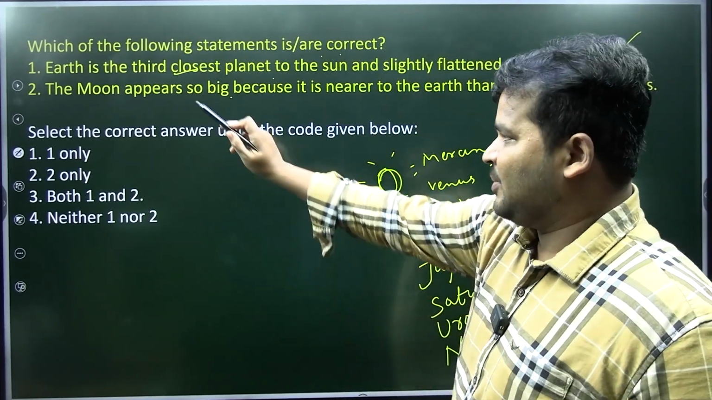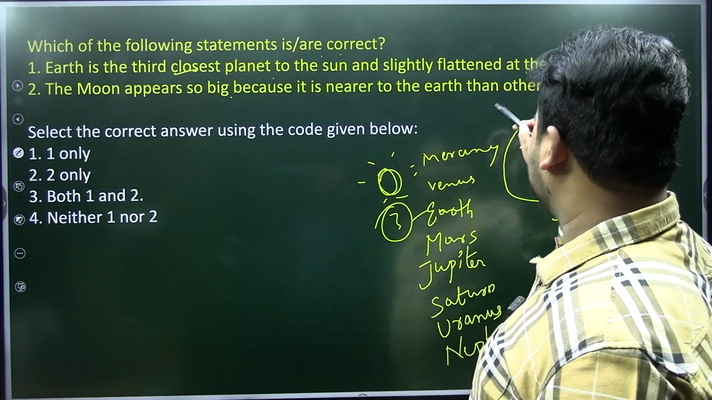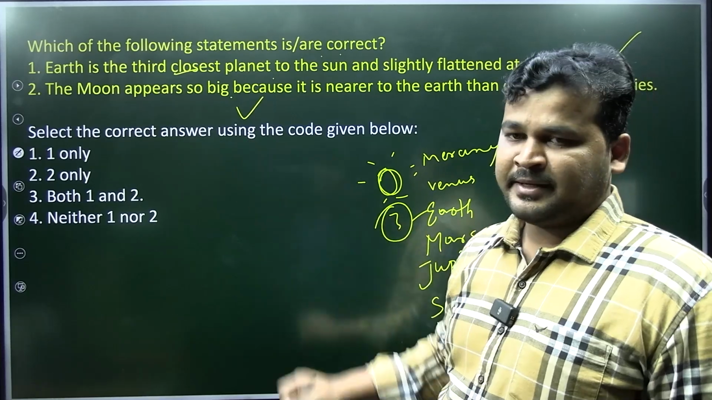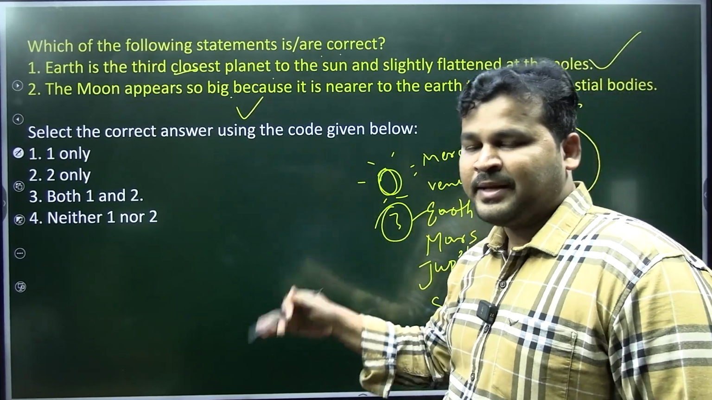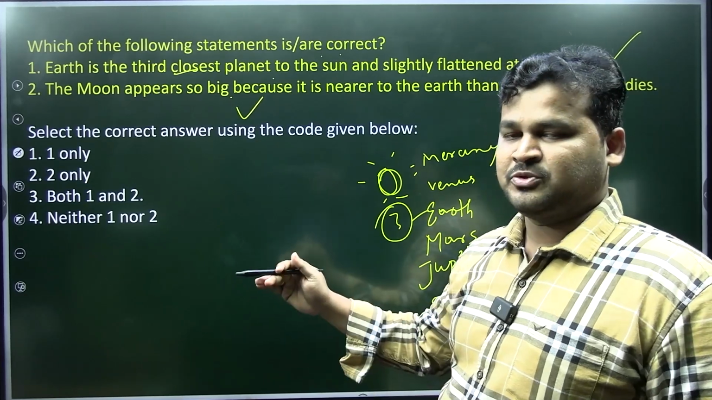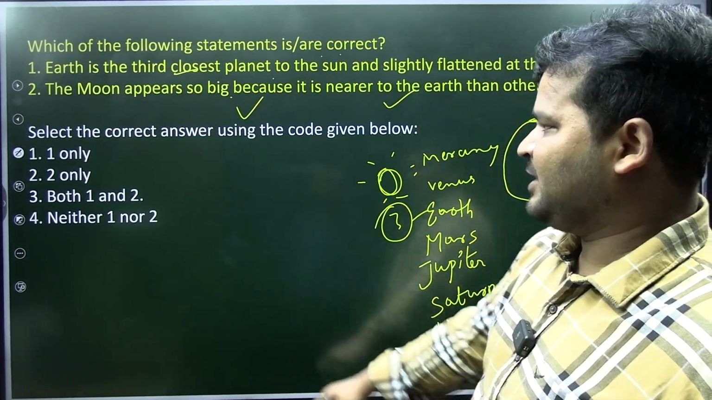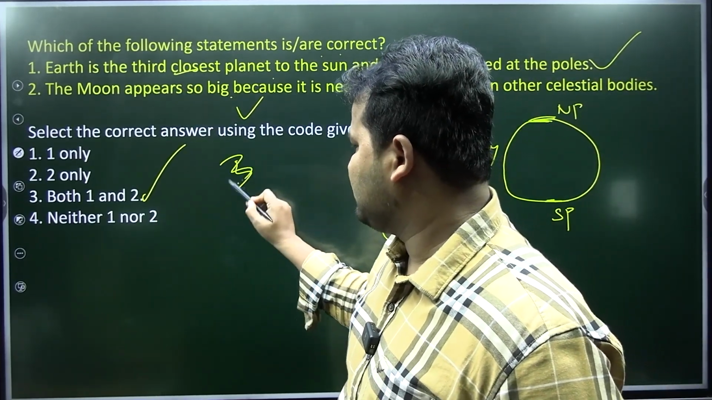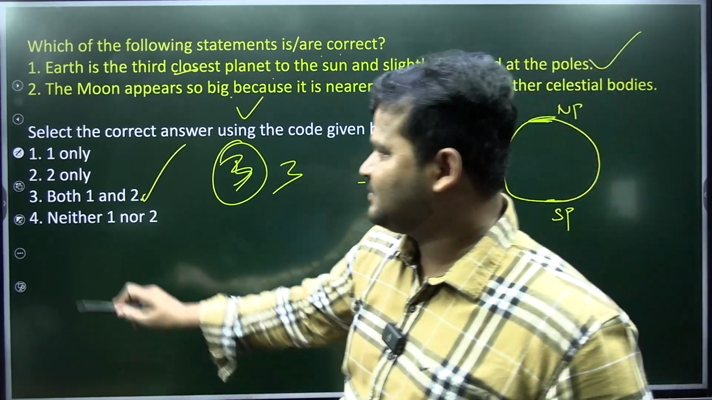Second one, the moon appears so big because it is nearer to the Earth than other celestial bodies. Exactly. Our moon is acting as a natural satellite for the Earth and also it is very near to Earth when compared to the other celestial bodies. So the second is also true. So finally, the answer for this question is 3. Both are true. So 3 is the answer for this question.